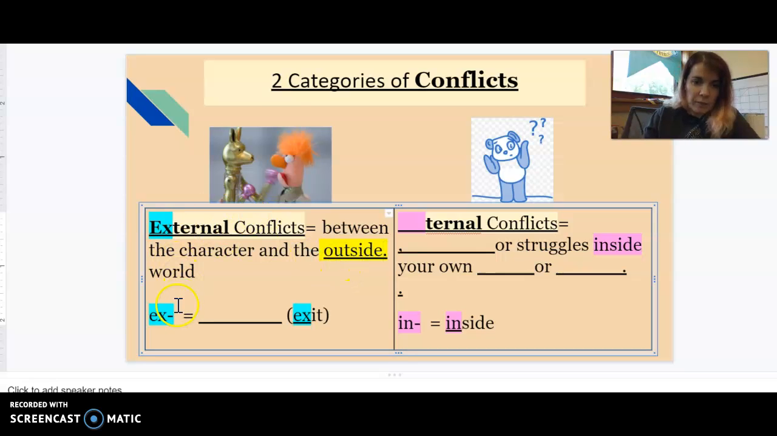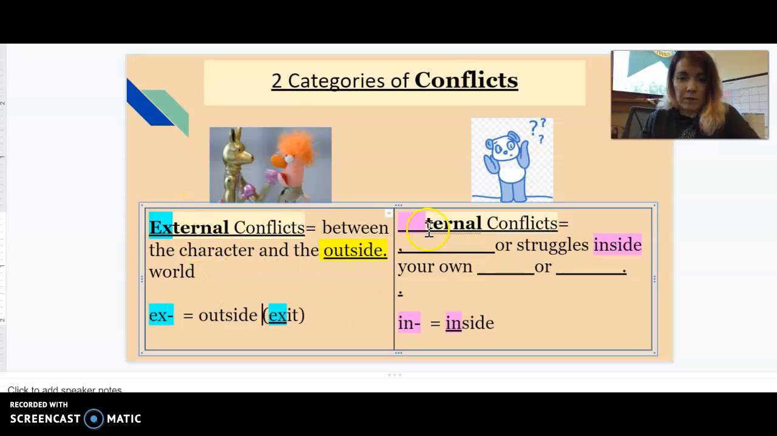So, the prefix X, so prefix is that word part at the beginning of the word. The prefix X literally means outside. And so, for instance, the word exit, if you want to go outside of the school, you go through the exit. That's a good way to remember it.